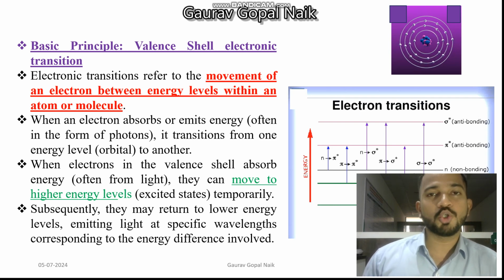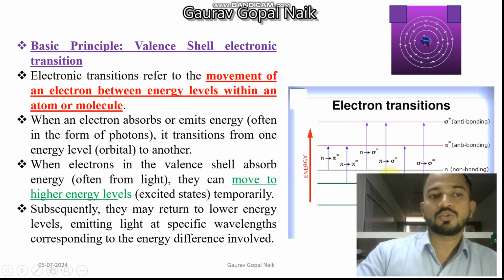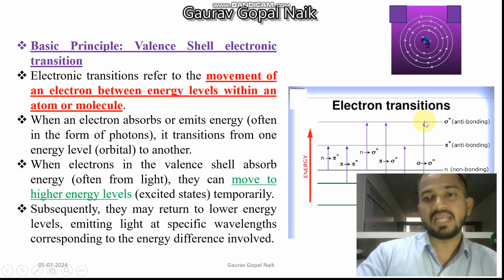The basic principle of UV visible spectroscopy is valence shell electronic transition. In this, there is a movement of an electron between energy levels within an atom or a molecule. So, when an electron absorbs or emits energy, often in the form of photons, it transitions from one energy level to the other, as we can see in this figure. When electrons in the valence shell absorb energy, they can move to higher energy levels temporarily and subsequently they may return to lower energy.